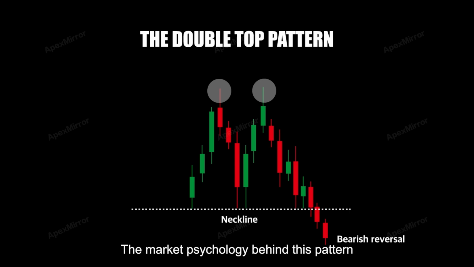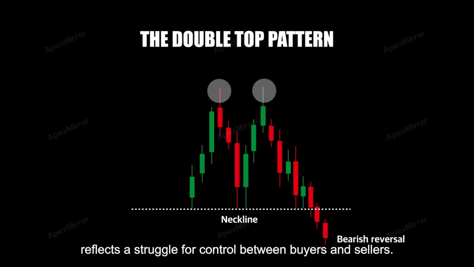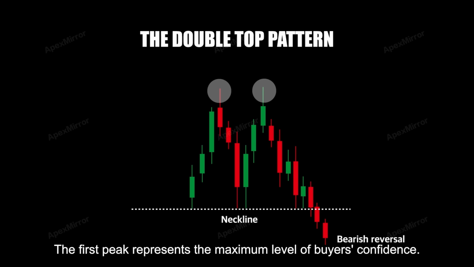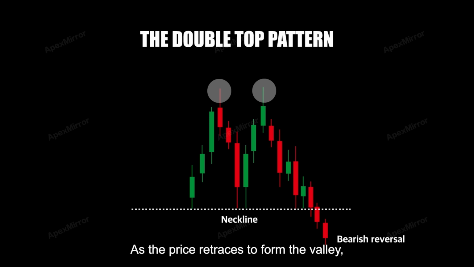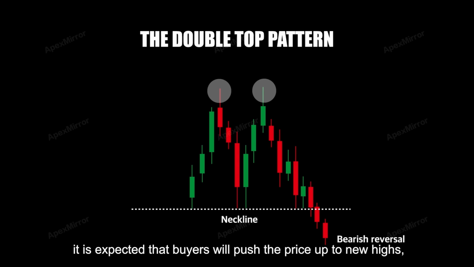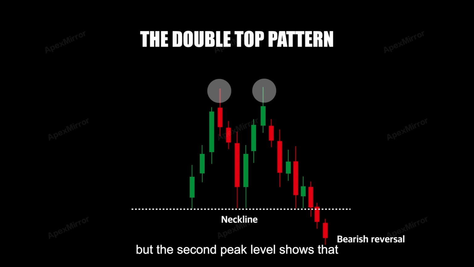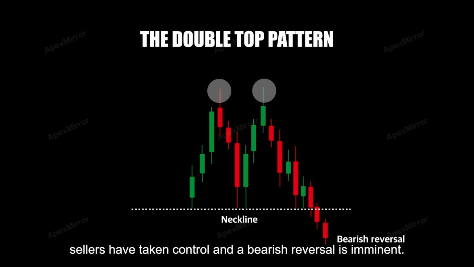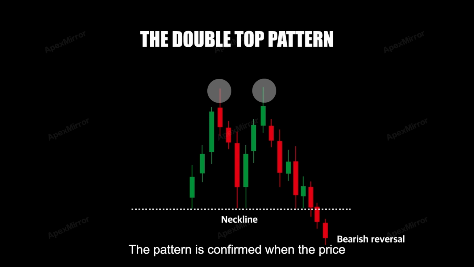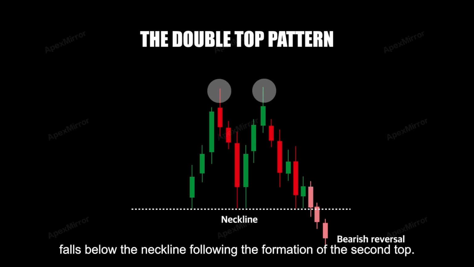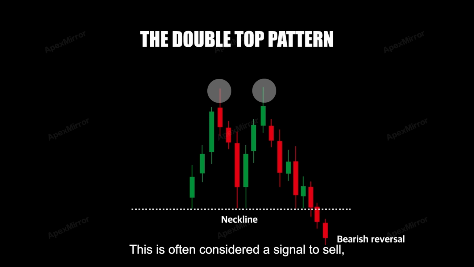The market psychology behind this pattern reflects a struggle for control between buyers and sellers. The first peak represents the maximum level of buyers' confidence. As the price retraces to form the valley, it is expected that buyers will push the price up to new highs. But the second peak level shows that sellers have taken control, and a bearish reversal is imminent. The pattern is confirmed when the price falls below the neckline following the formation of the second top. This is often considered a signal to sell, as it is expected that the price will continue to drop.